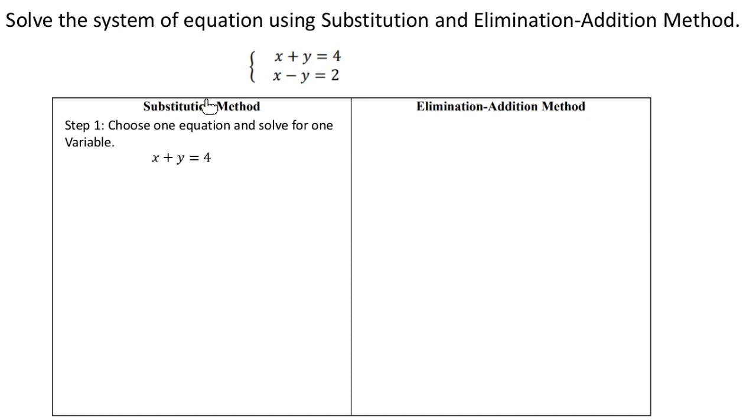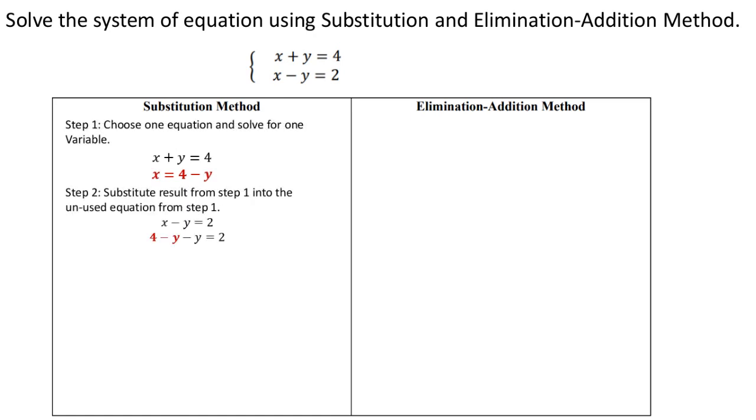The substitution method, just like the name suggests, is where you solve for one of the variables in one of the equations. In this case, we're going to solve for x. And what we're going to do is substitute this answer, 4 minus y, into the other equation. Okay? So again, that's where the name substitution comes in. We're going to substitute it into the other one. So we substitute x by 4 minus y, and then we solve. When we solve, we get y equals 1.